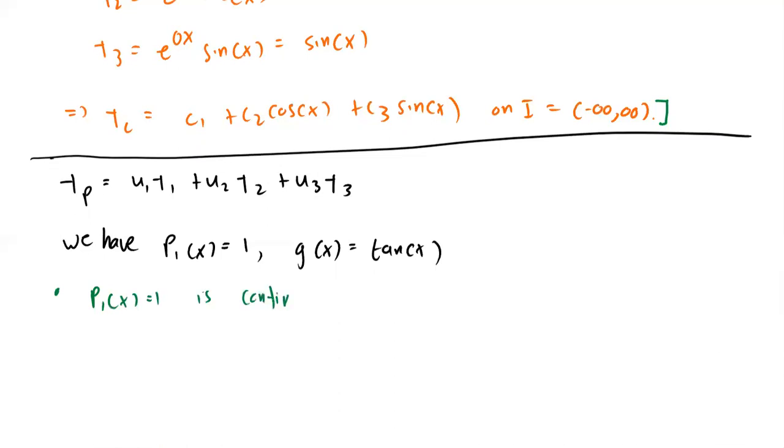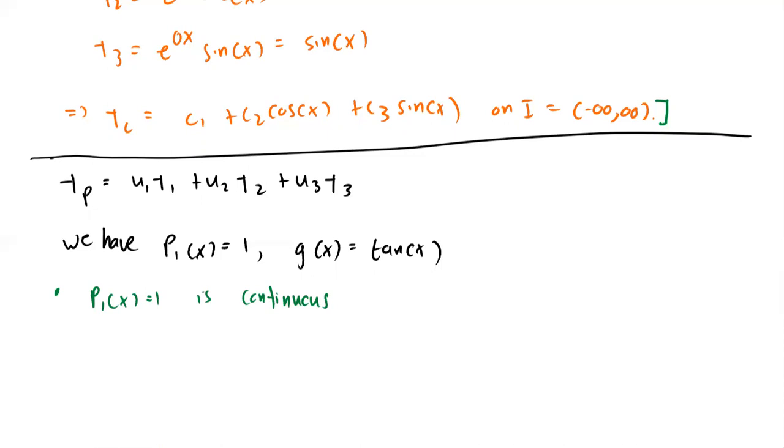However, tangent is not. If you remember, tangent has infinitely many vertical asymptotes, because tangent is sine over cosine. So whenever cosine equals 0, we have vertical asymptotes. So this function is not continuous everywhere. So what we're just going to do is pick an interval in which they are continuous. If an interval works better later, we can change it.